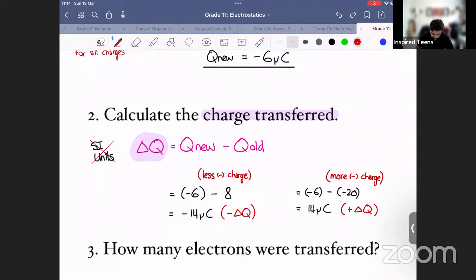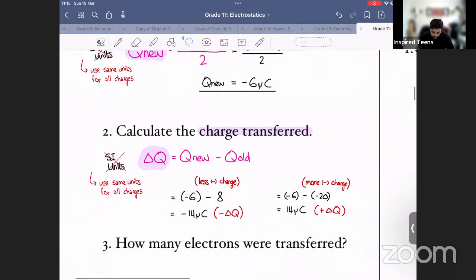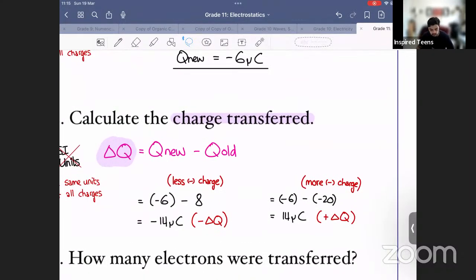Okay, so let's continue. So calculate the charge transferred. This is the formula. This is a question where we use the formula for delta Q, because delta Q is change in charge, which is charge transfer. Again, same thing with SI units. You can use them, but you don't have to use them. You just need to make sure that you use the same units for all charges. That's the most important thing. And you have delta Q is equal to Q new minus Q old. That's the formula for charge transfer. That's the formula for delta Q. So Q new minus Q old.